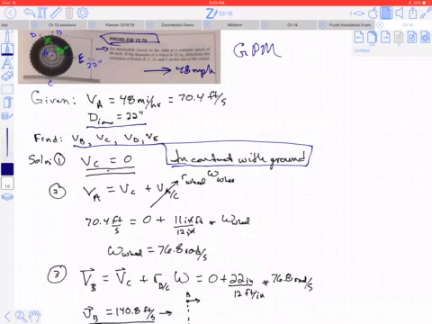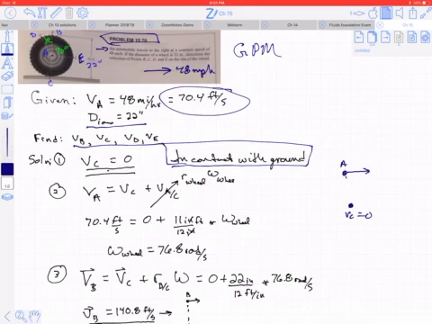Now we can use the general plane motion equation for A and C. So what do we know about C? It has a velocity of 0. What do we know about A? It has a velocity of 48 miles per hour. Oh, by the way, that's 70.4 feet per second.